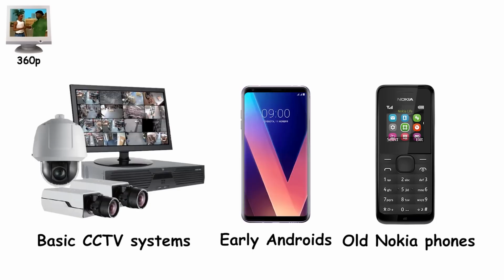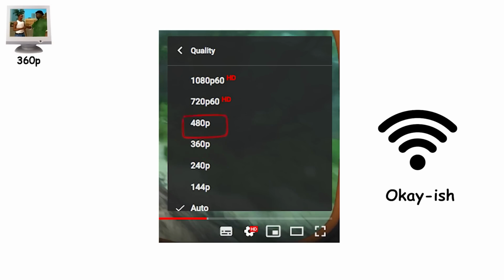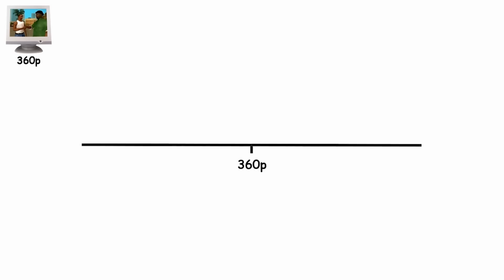This resolution became common on early smartphones, iPods, and budget digital cameras. Devices like old Nokia phones, early Androids, and basic CCTV systems often recorded or streamed in 360p. It was also the go-to YouTube setting when your internet was okay-ish, but not brave enough for HD. The big advantage of 360p was reliability. Videos loaded faster, buffering was less painful, and you didn't need fast internet to watch content smoothly. For a lot of people, this was the sweet spot between unwatchable blur and buffering simulator.